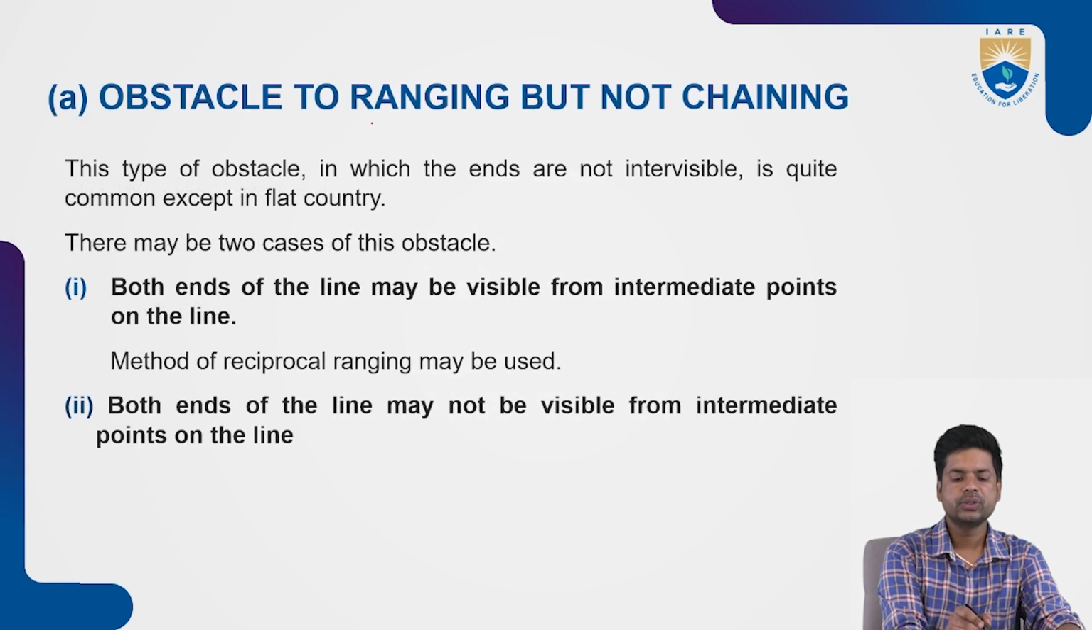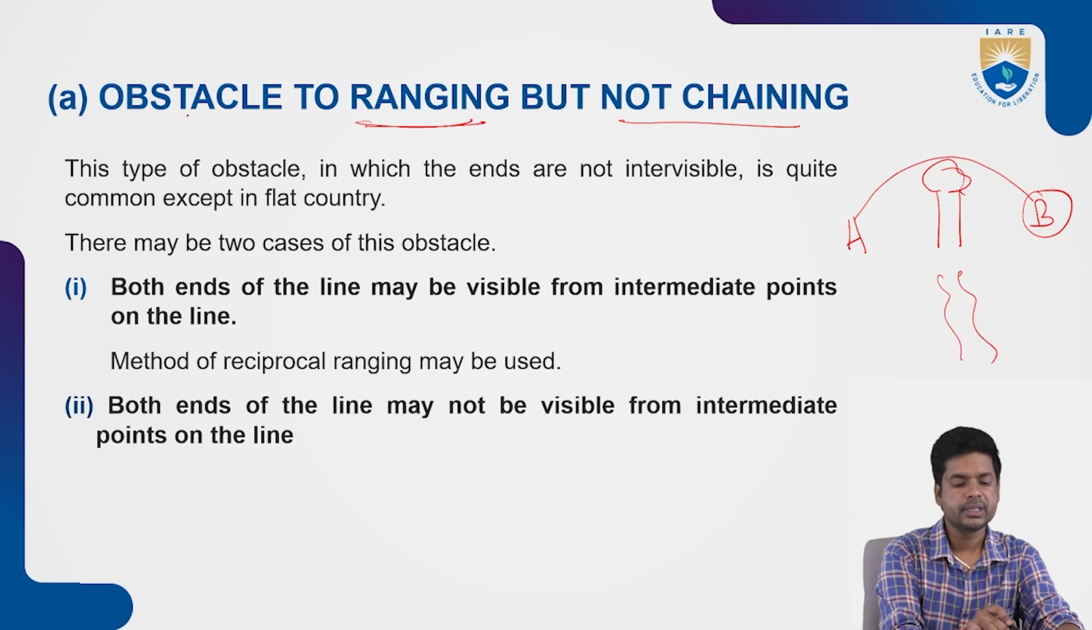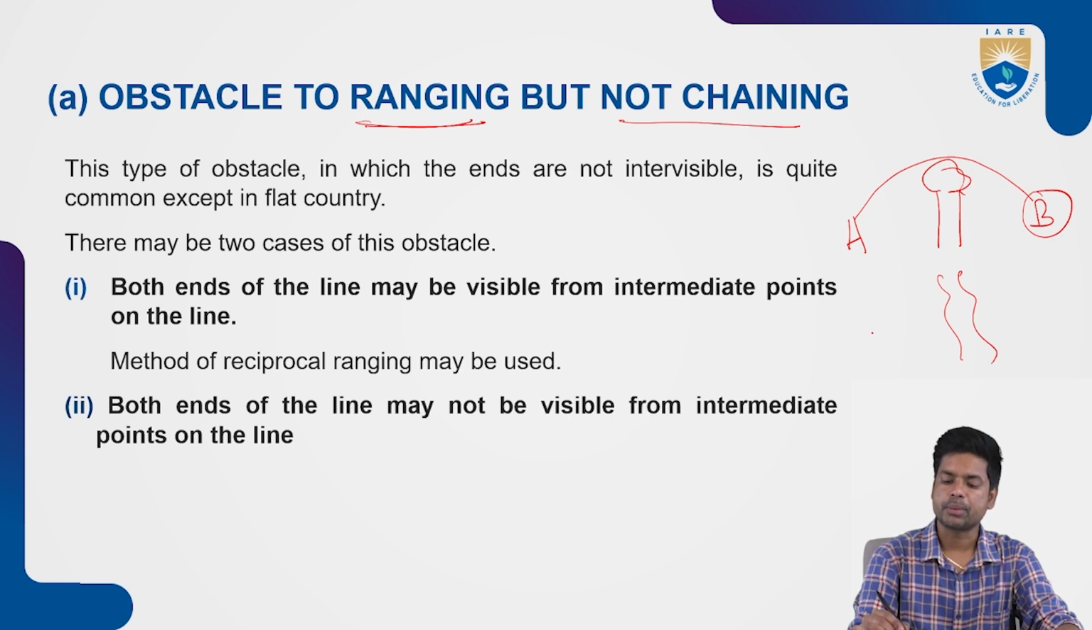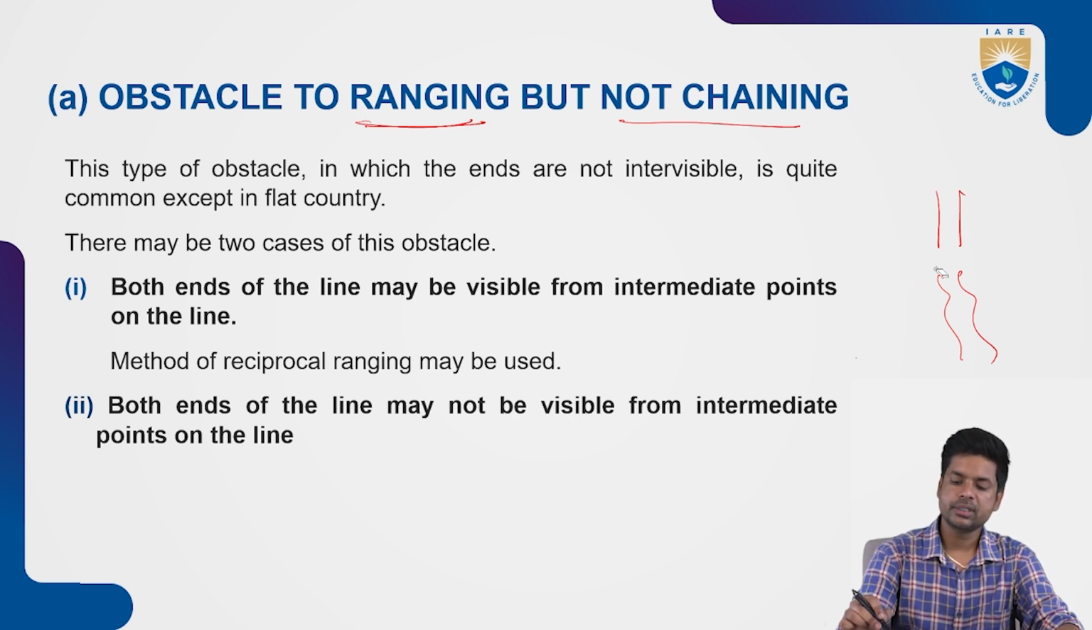The first one is obstacle to ranging but not chaining. Ranging means you can see the position of the point. Suppose you have a tree between point A and point B. You cannot see the object on the other end of the chain line due to this position. But if you take a lake as an example, there is an obstacle to ranging but not chaining. You can place the chain between these 2 points, but you cannot see the object. That is the obstacle to ranging but not chaining.